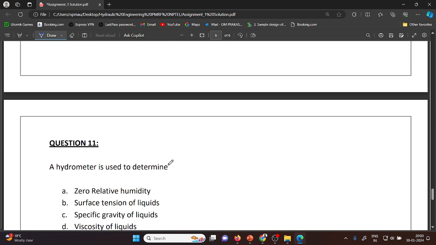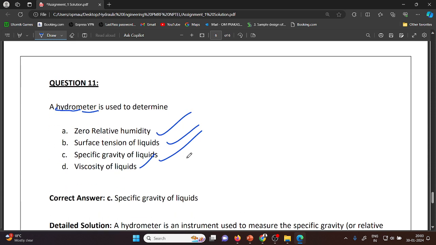What is question number 11? The hydrometer is used to determine what? Hydro means water, you all know, and meter means measure. So what is the use of a hydrometer? The options are relative humidity, surface tension of liquid, specific gravity of liquid, or viscosity of liquid. Using the hydrometer, you can find out the specific gravity of liquid.